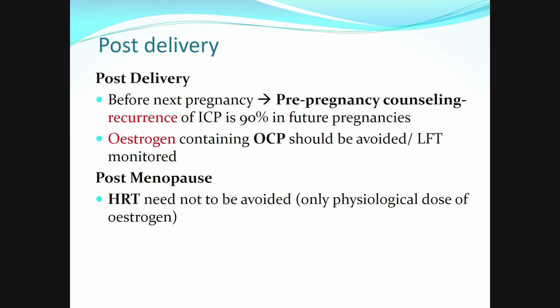After the delivery, we need to discuss the next pregnancy with the patient, because if they get intrahepatic cholestasis of the pregnancy in one pregnancy, there's a 90% chance that it could recur in future pregnancies. As it could be related to the high estrogen level, when we prescribe estrogen-containing oral contraceptives, we either have to avoid similar medication, or we need to monitor the liver functions.